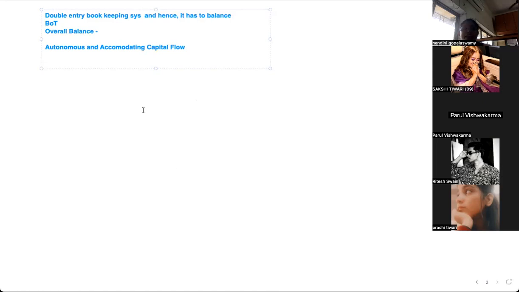So to balance the shortfall or excess, whatever transaction you put through, it creates an inflow or outflow, which is called as accommodating transaction or accommodating capital flow. Any doubts so far? Any doubts? No. Now let's discuss the types of disequilibrium. Okay?